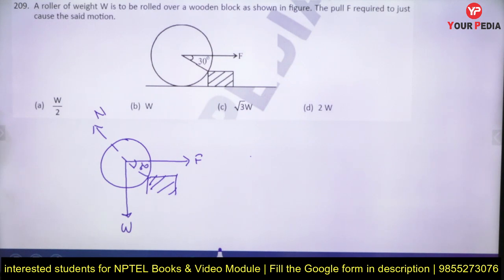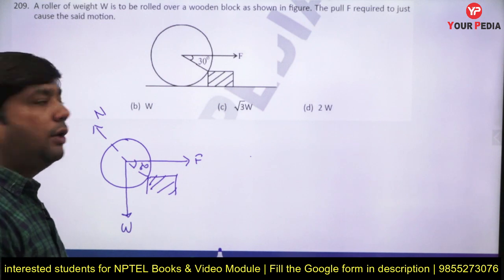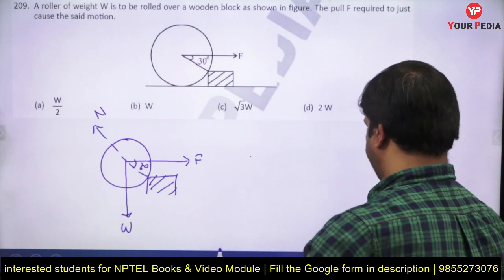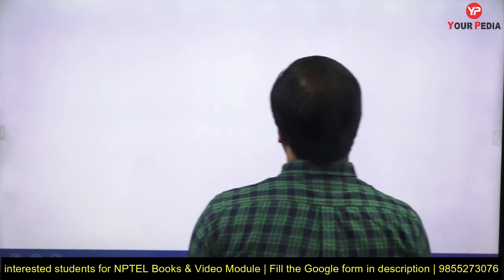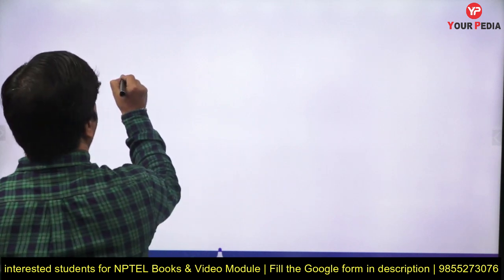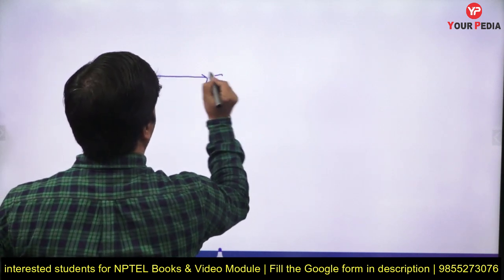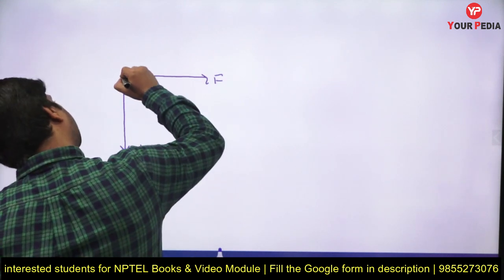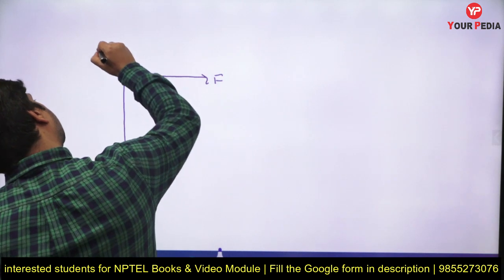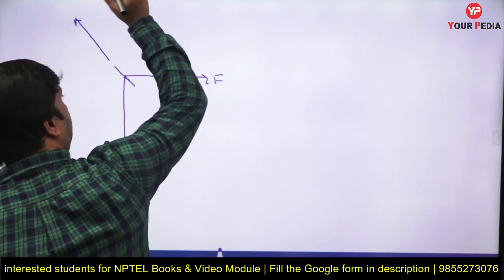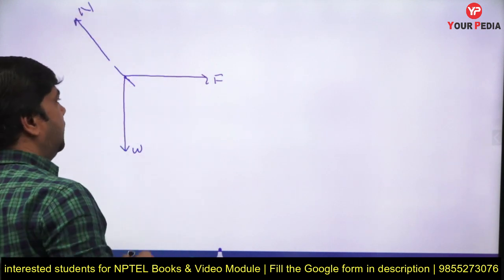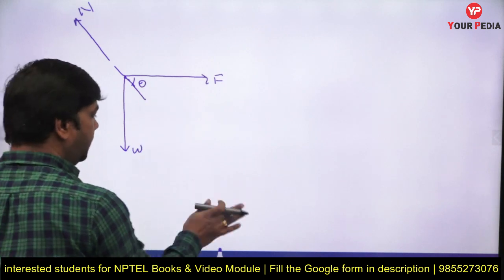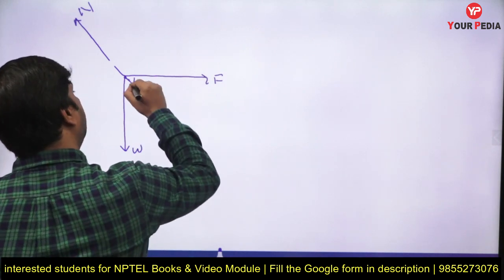What is the value of F? It's only required. So first of all, draw this diagram as a line diagram. This is the F force acting here, there is a W acting here, and there is another reaction, that is N, acting like this. This angle is given as theta here. The value of theta is given here as 30 degree. So we can take the value of theta as 30 degree.